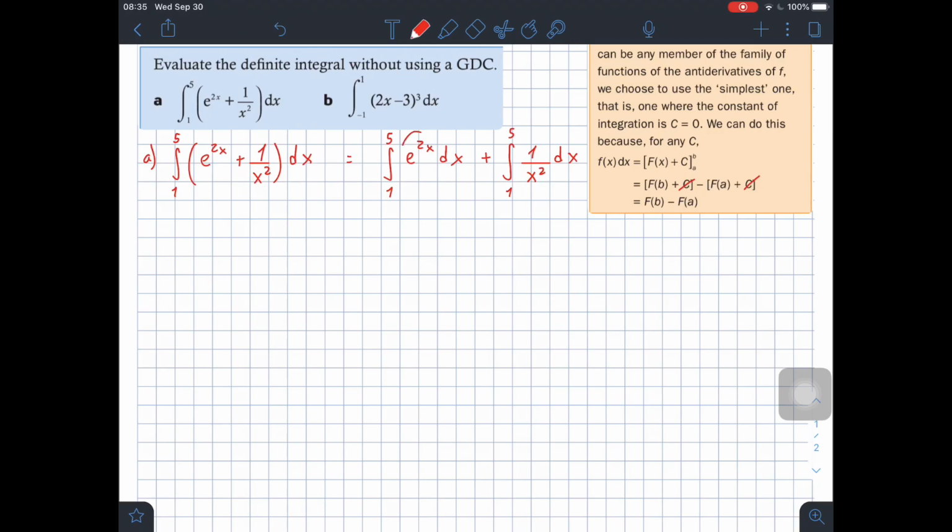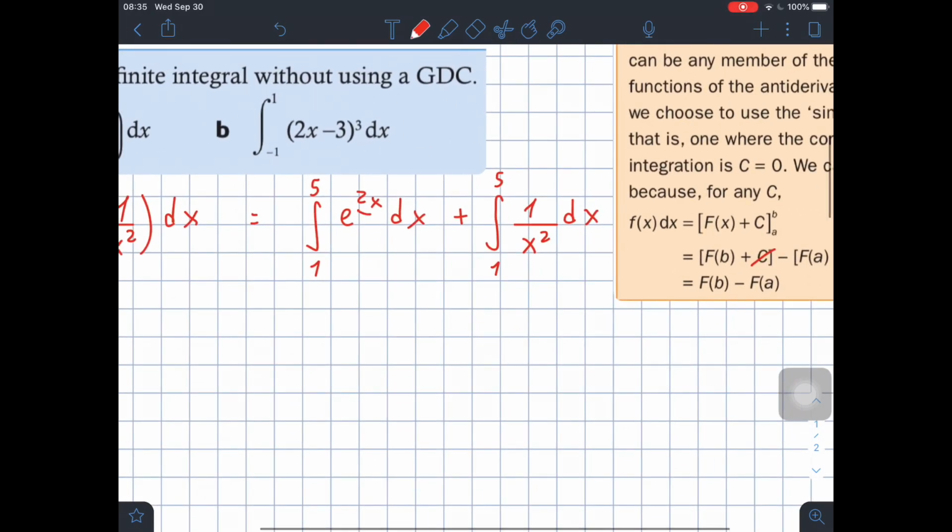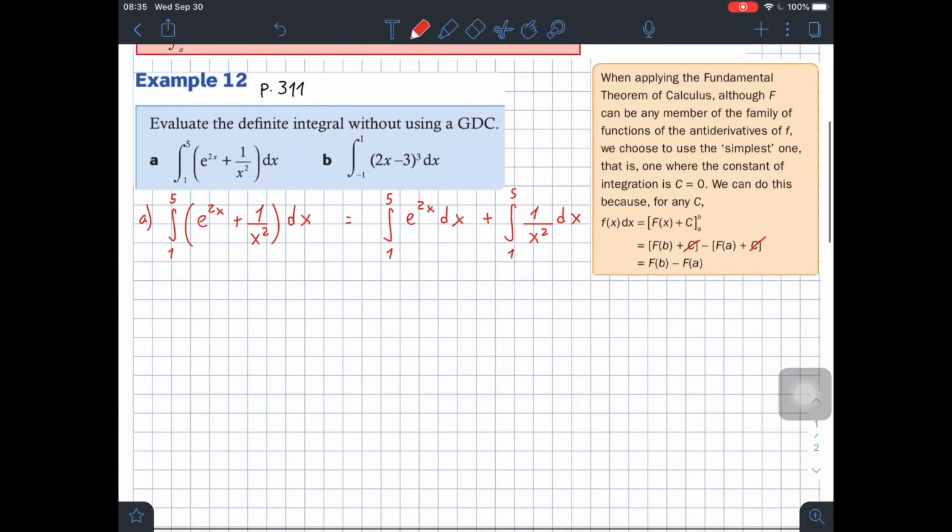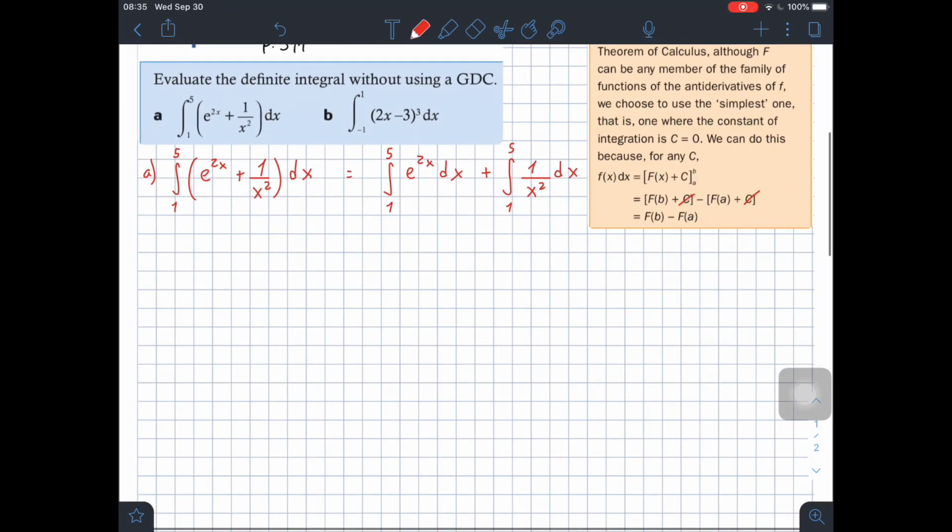So to find the integral of e to the power of 2x, we would have to apply the substitution method, right? Because we know the integral of e to the power of x only, but here we have e to the power of 2x. So maybe if I make the substitution, then I will be able to find the integral of that expression. So to start with, I'm going to define u as 2x, okay, in order to work with this first integral.